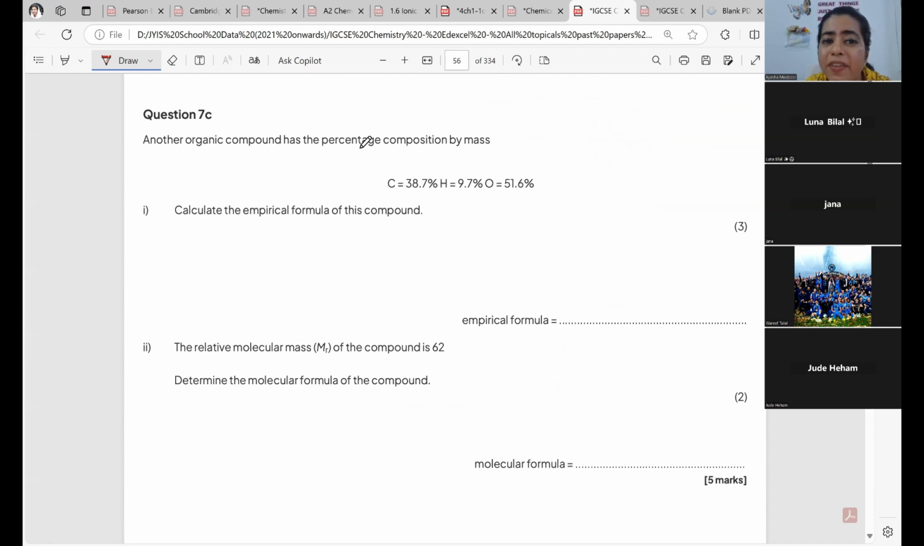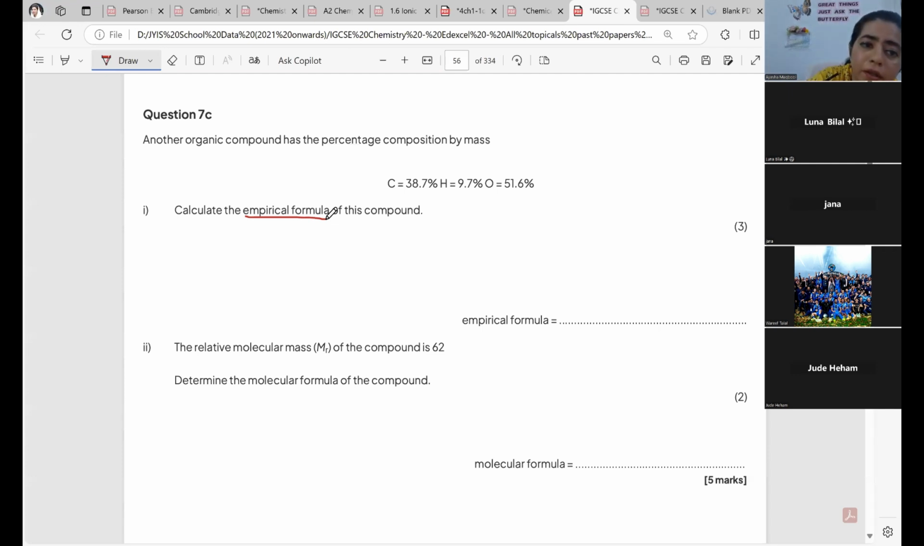Another organic compound has the percentage composition by mass. Carbon, hydrogen, oxygen, percentage is given. You need to find the empirical formula. I'm not going to tell any step. You will tell me all the steps. What will be the step number 1? Firstly we write the table. Right, C, H, O.